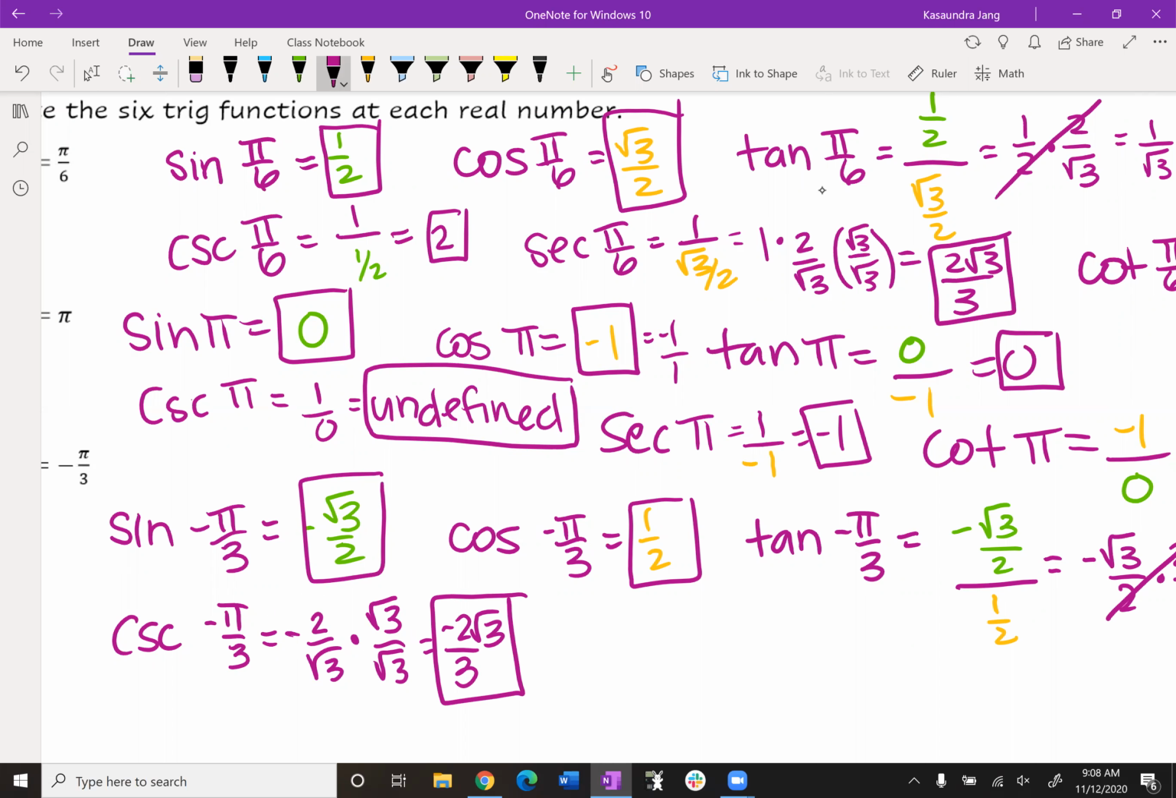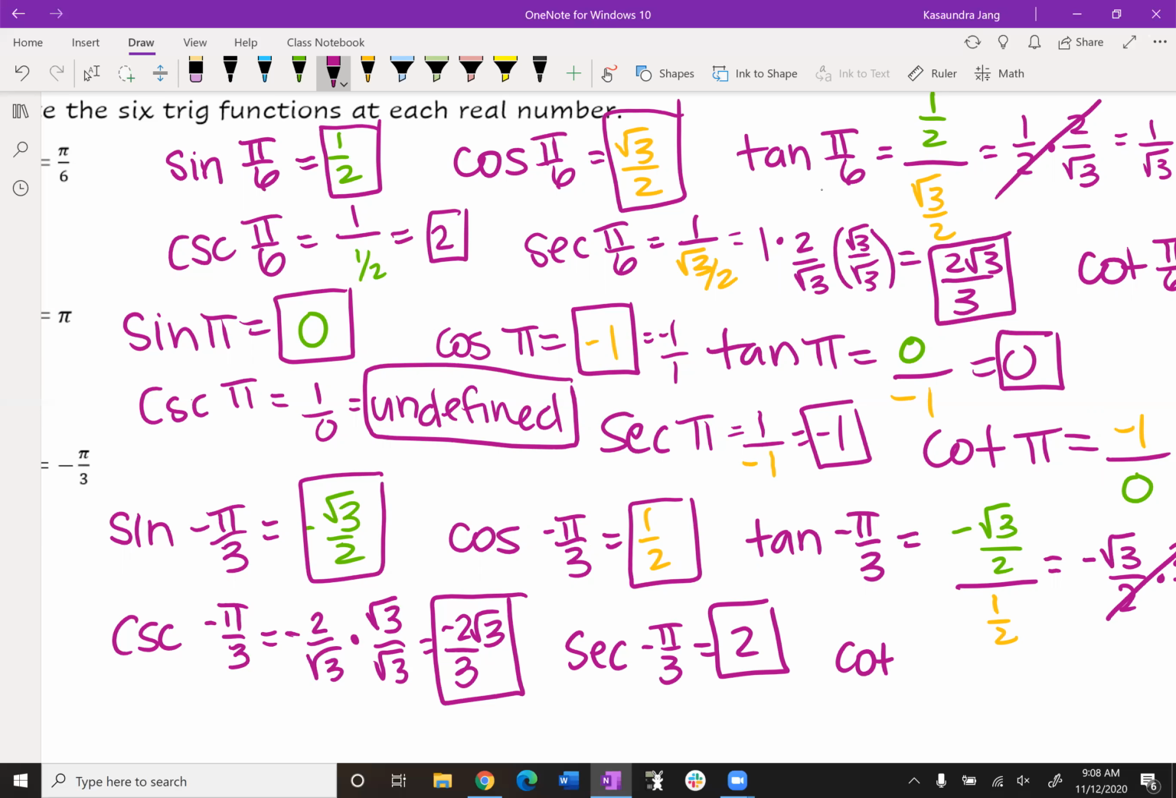All right, so cosecant was the reciprocal of sine. Secant is the reciprocal of cosine. And I have to have secant of some angle. I'm going to do secant of negative pi thirds is the reciprocal of cosine, which was a 1/2. So instead of 1 over 2, I'm going to do 2 over 1, or the whole number 2. There we go. And then cotangent.